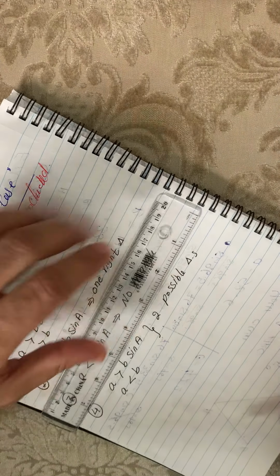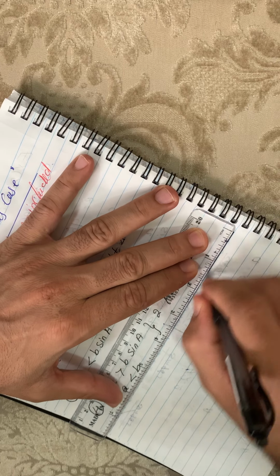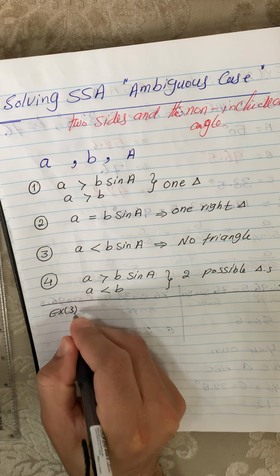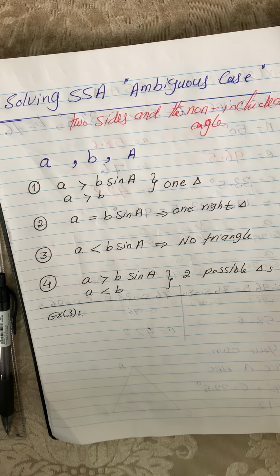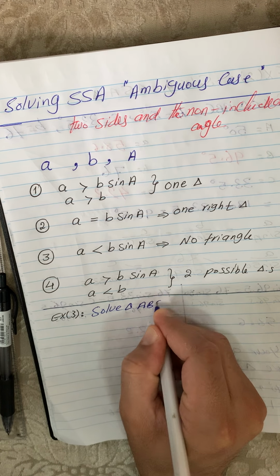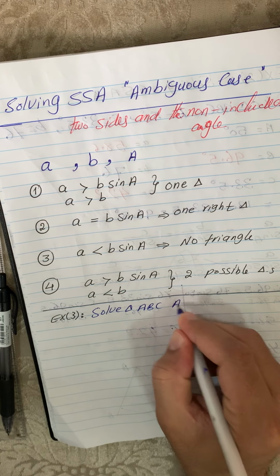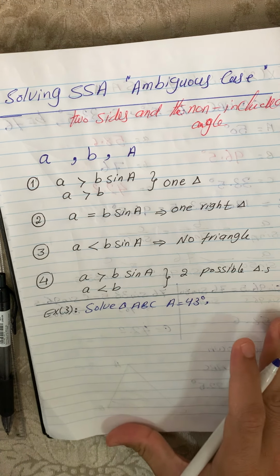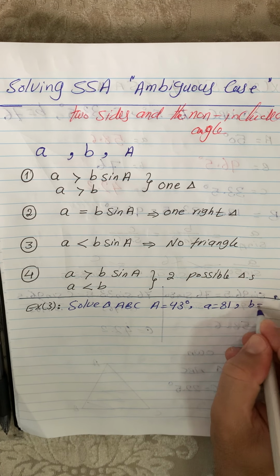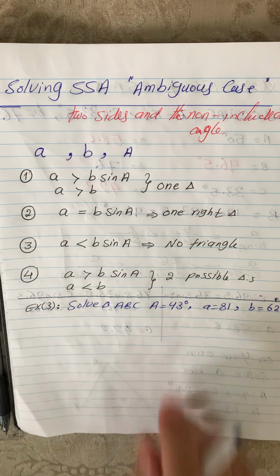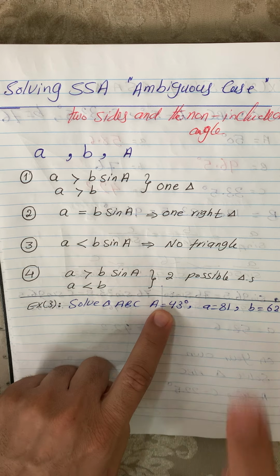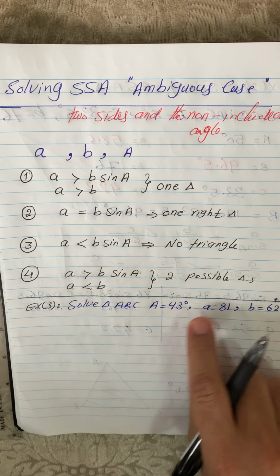Let's start solving example number 3. It says solve triangle ABC given A capital 43 degrees, a small is 81, b small equals 62. So according to the ambiguous case, we have here two sides and the non-included angle.